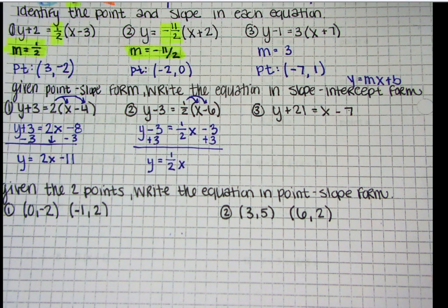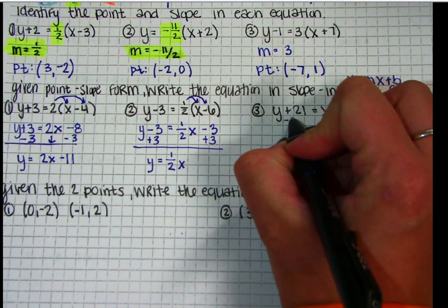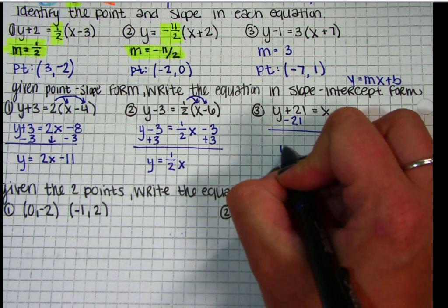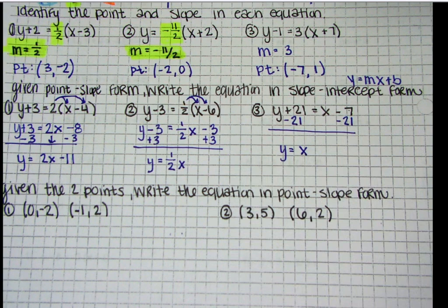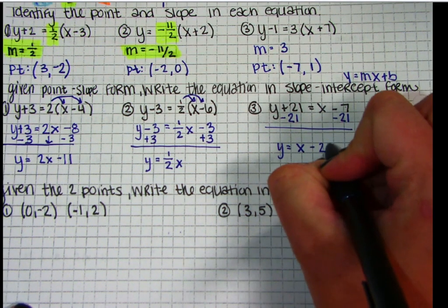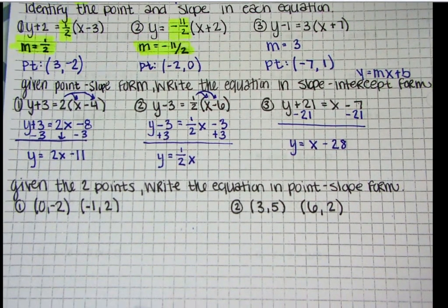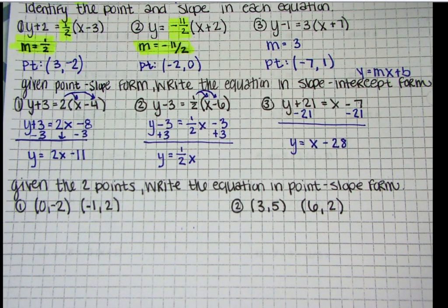What about number 3? Do I have to distribute anything in 3? No. It's already done for me. So what's next? There you go, minus 21. So y equals x minus 28. There we go. So all you have to do on these problems is just isolate y. Same kind of math, distributing and just adding or subtracting.